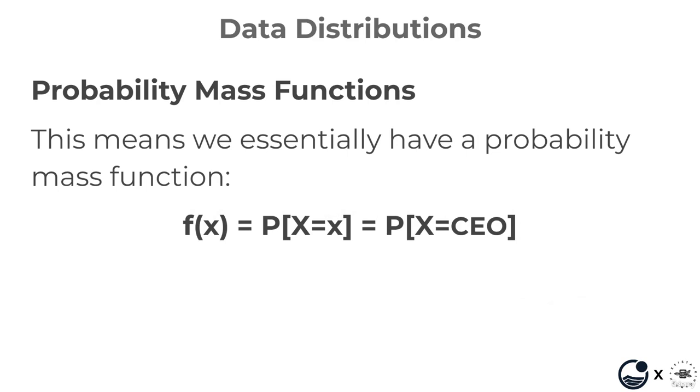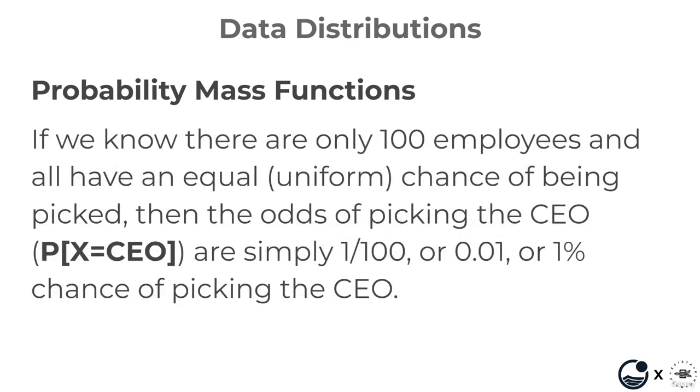I'm looking for f of x as my function, where it's going to be the probability that x is equal to a particular value. In this case, I'm looking for the probability that x is equal to CEO. Essentially, what's the probability that this particular event of sending the email happens to go to the CEO? If we know there are only 100 employees and they all have an equal or uniform chance of being picked, then the odds of picking the CEO are simply 1 out of 100, or 0.01, or a 1% chance of picking the CEO.